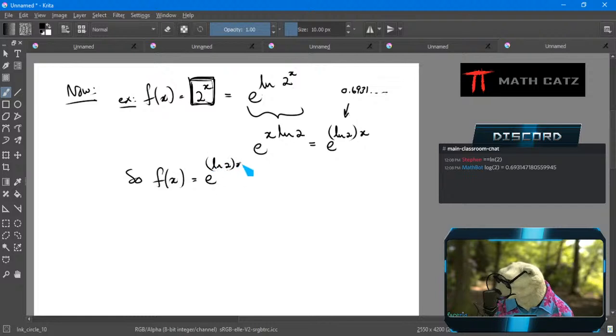some number times x. But some number isn't going to bother me in finding the derivative because it's just going to be the constant times a function property. So the derivative is then going to be the derivative of this, which is a chain rule situation. Let's make it super clear. I don't want any confusion. Let's write out the chain rule.